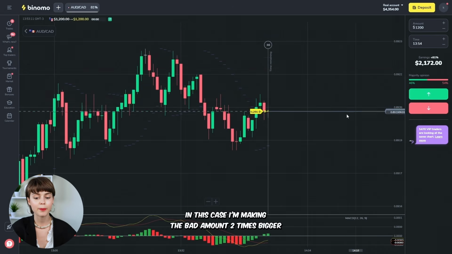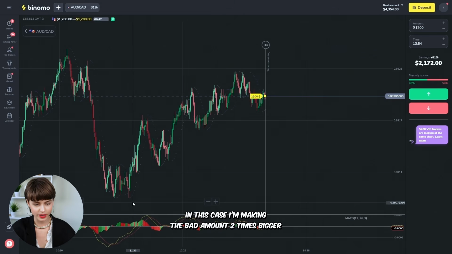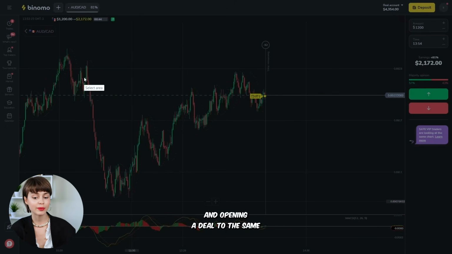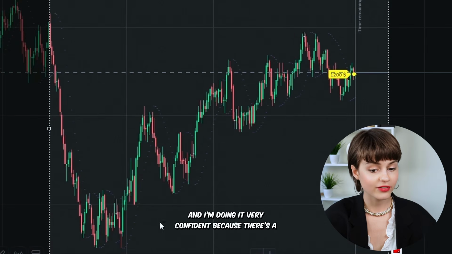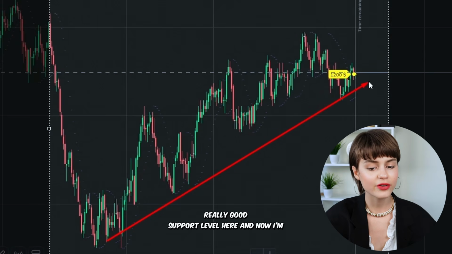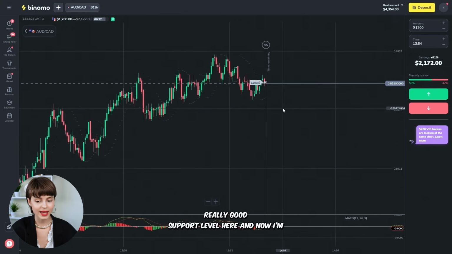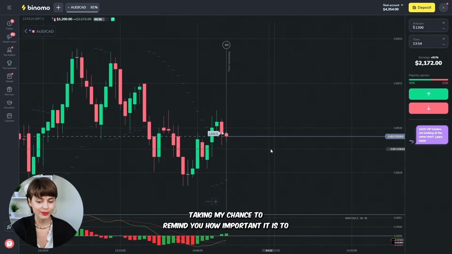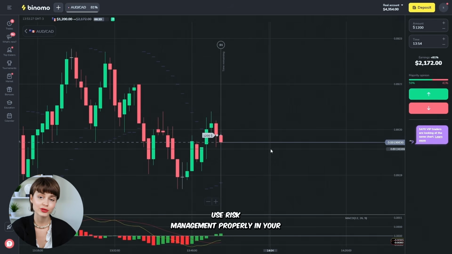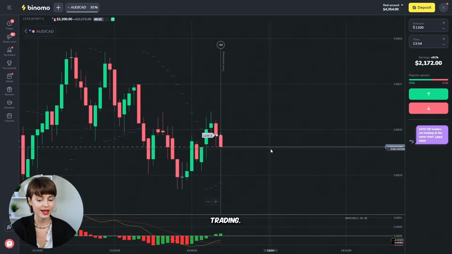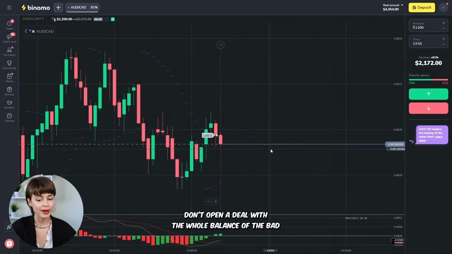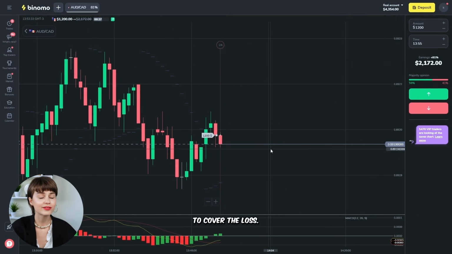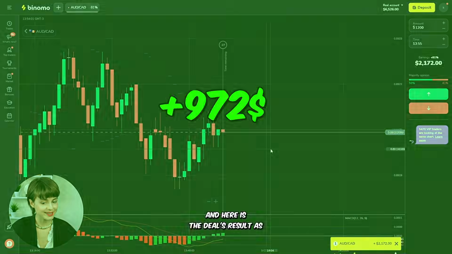In this case, I'm making the bet amount 2 times bigger and open a deal to the same direction. And I'm doing it very confident because there's a really good support level here. And now I'm taking my chance to remind you how important it is to use risk management properly in your trading. Don't open a deal with the whole balance as a bet amount, leave a chance for yourself to cover the loss. And here's the deal's result.